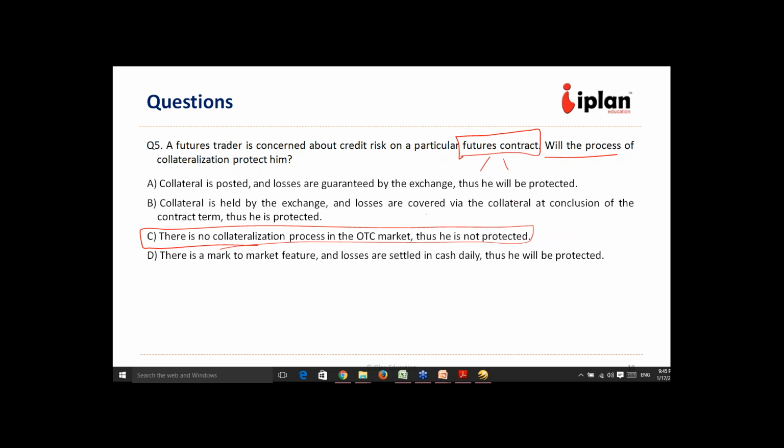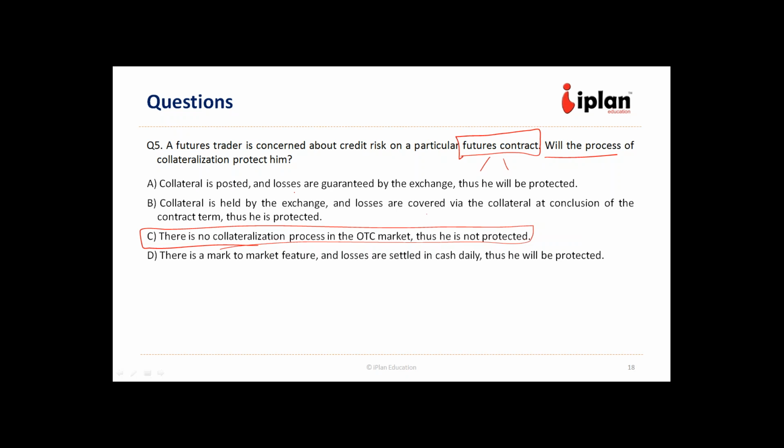Now, so what happens is, it says will the process of collateralization protect him, obviously. So there's a marking to market feature and losses are settled in daily cash limit. So that's why he will be protected. B is also true. D is also true. And collateral is posted and losses are guaranteed by the exchange. Thus he will be protected. So A is true. So D is wrong. C is wrong, sorry.